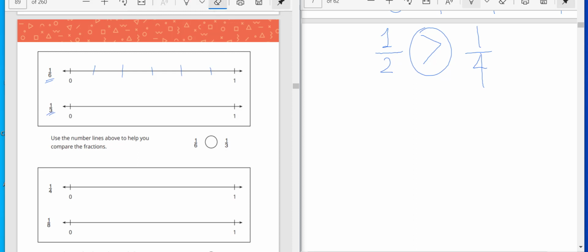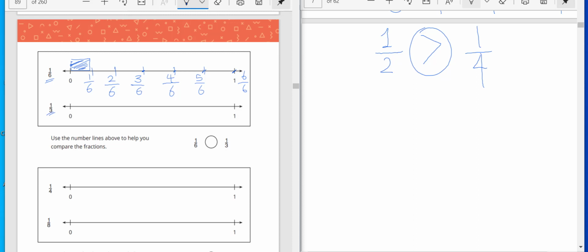So the first part, this part represents sixth. So here we have sixth. From 0 to this point we have 2 sixths. From 0 to this point we have 3 sixths. From 0 to this point we have 4 sixths. From 0 to this point we have 5 sixths. From 0 to 1 we have 6 sixths.